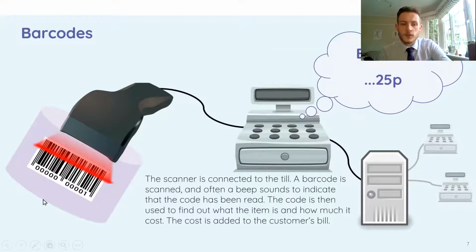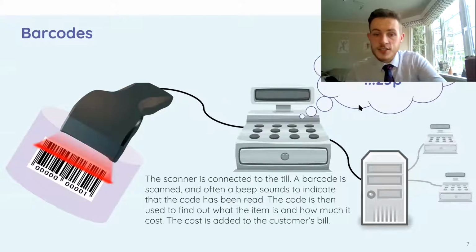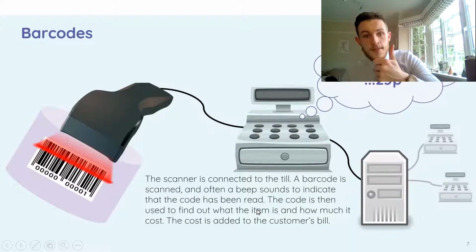The scanner, so we've got the scanner here and it's got a bit of a laser pointer coming out of it and it reads this information. So the scanner is connected to the till, to the cash machine. We'll call it a till, yeah. So it's connected to the till, and a barcode is scanned, and often you'll hear a beep, and it beeps to tell you, yeah, I've got that information, I've read that, I know what that says, and it follows down the wire into the cash machine, and then the till says to it, well, I need to know how much it is.